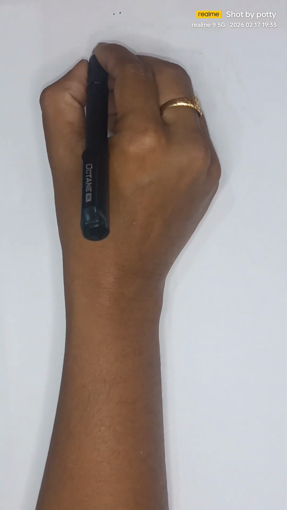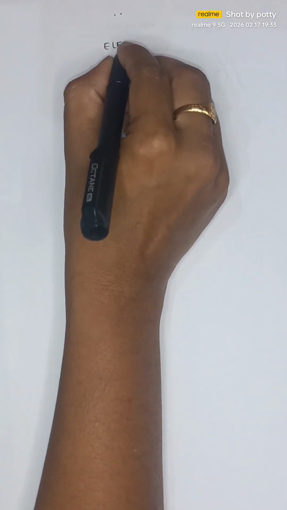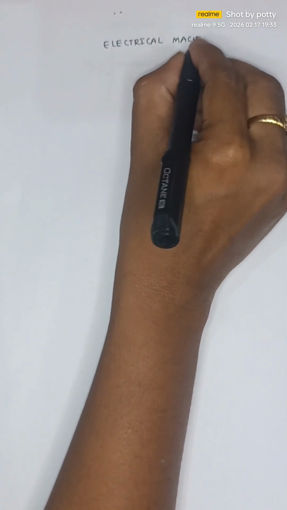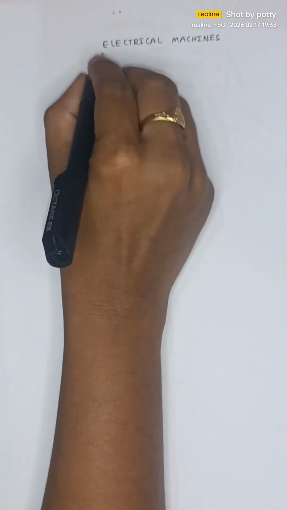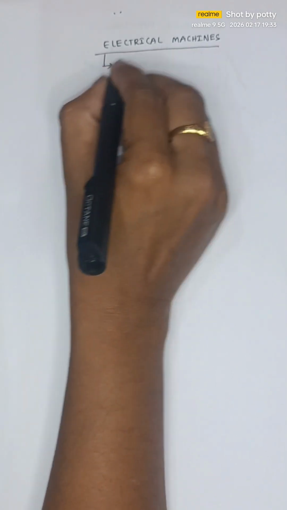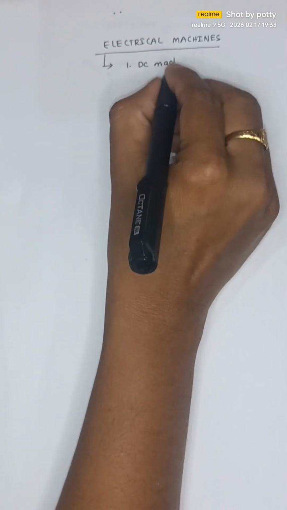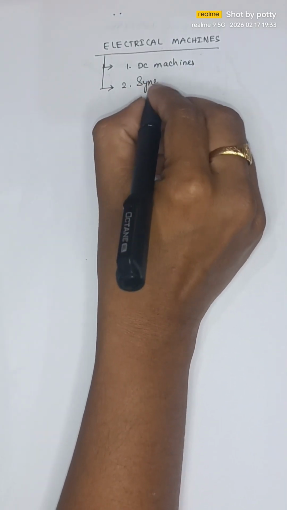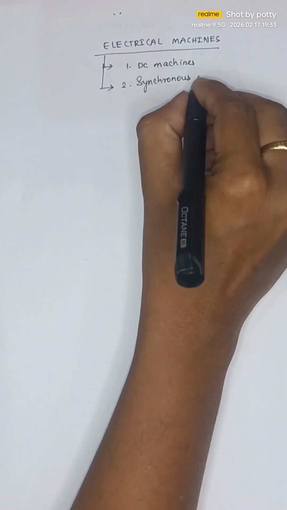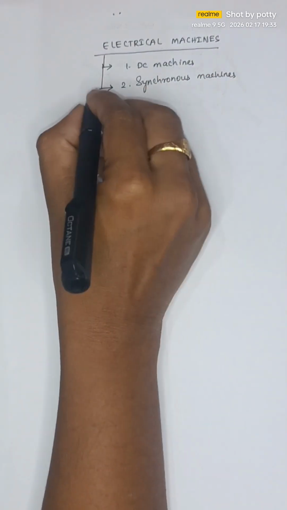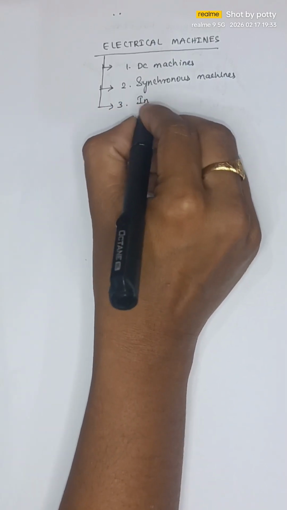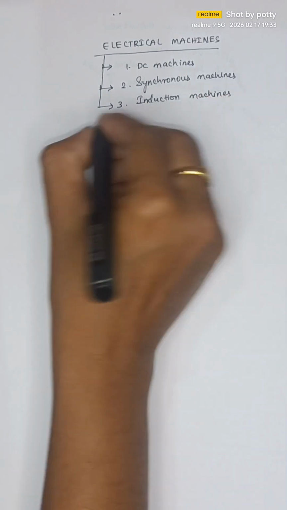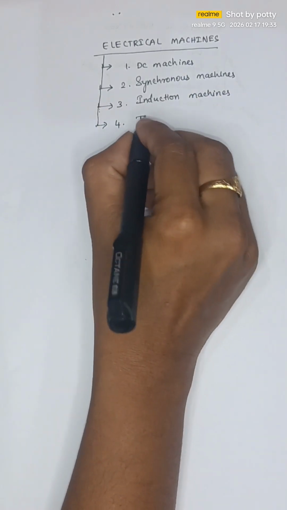Viewers, this is the introduction lecture to the electrical machines subject. We divide electrical machines into four parts: DC machines, synchronous machines, induction machines, transformers.